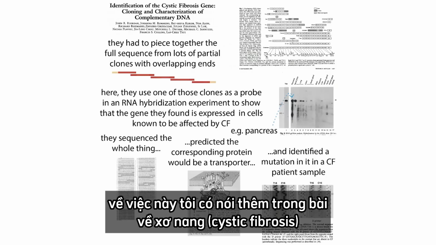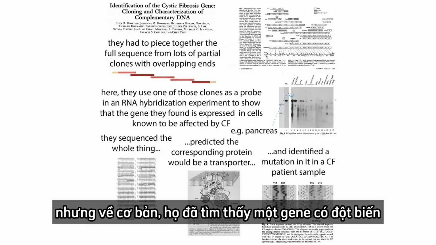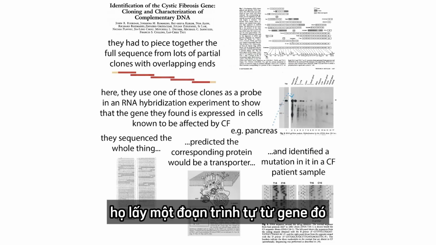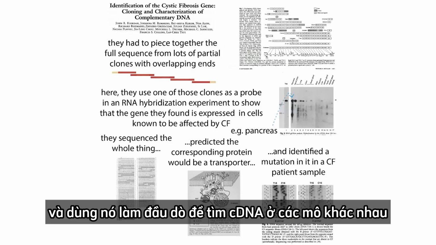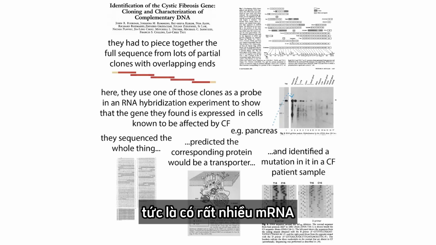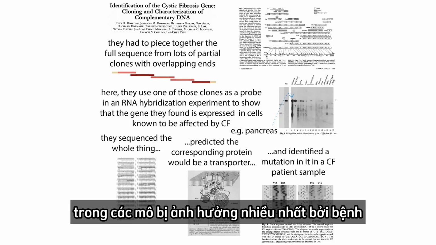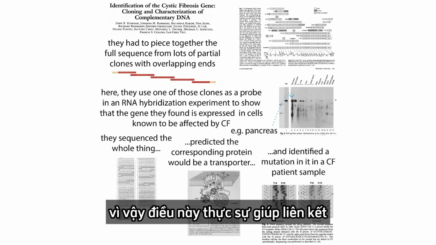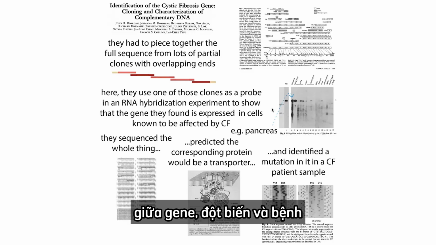So more on this in my post on cystic fibrosis. But basically they were able to find a gene with a mutation in it. They were able to take the sequence from that gene and use it as a probe for probing for the cDNA. And they did this in different tissues, and they showed that it was highly expressed. So there was a lot of the messenger RNA in the tissues that were most affected by the disease. So this really helped tie together the gene and the mutation and the disease.